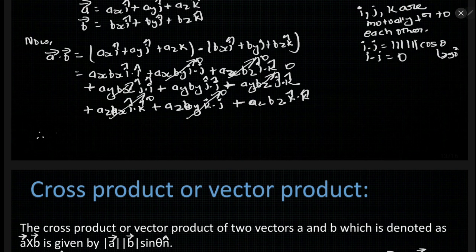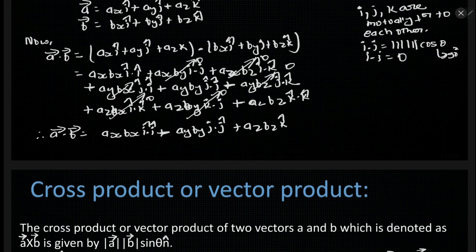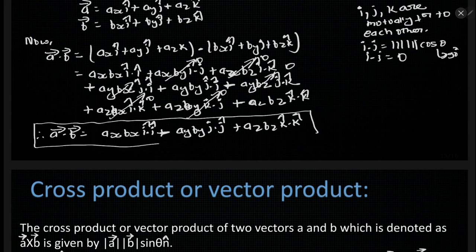So therefore, ultimately A dot B is equal to AX BX (i dot i) plus AY BY (j dot j) plus AZ BZ (k dot k). So this is the dot product of two vectors when they are given in the form of components.